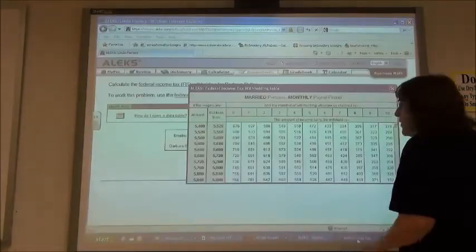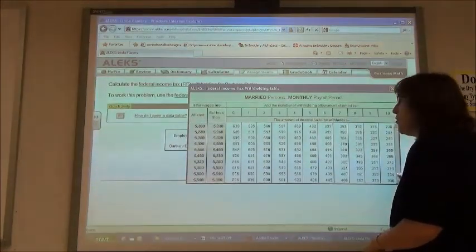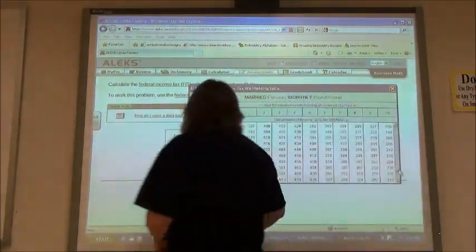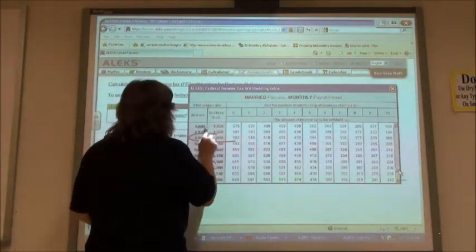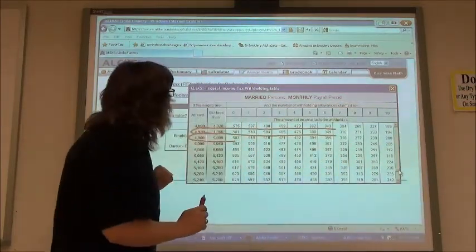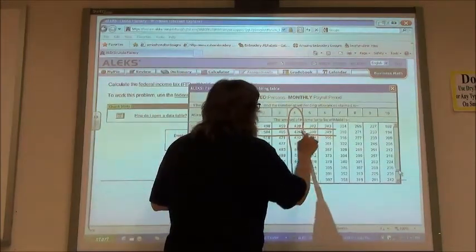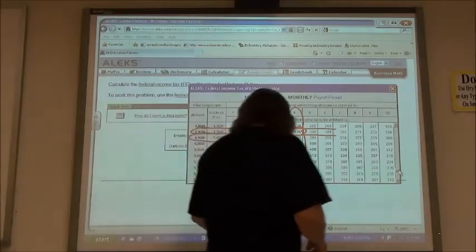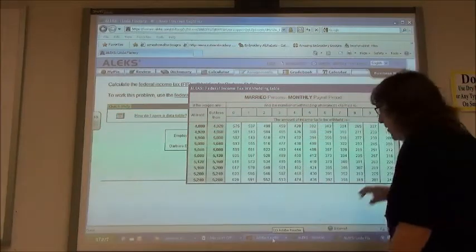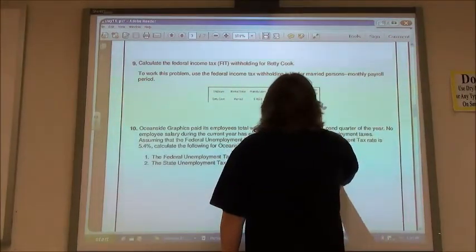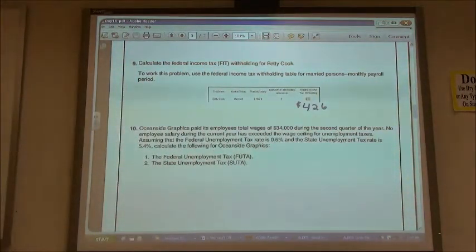$4,921. I've got to scroll up a little bit. 4,920, so 4,921 would be in here, between 4,920 and 4,960. I'm doing 4 withholding allowances. So in the table, where I find where they intersect, it says it's going to be $426. So if I go back over here to my paper, number 9, $426 is what our table told us for the federal income tax withholding allowance there.